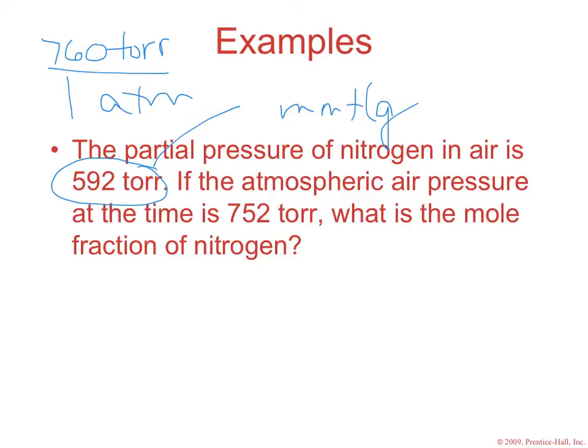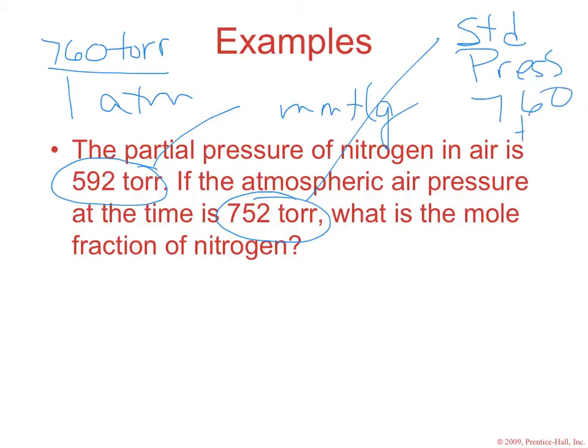If the atmospheric air pressure at the time of this reading is 752 torr, now what is standard pressure typically at sea level? It's typically 760 torr, but obviously it varies day to day. You can even call your local weather, and they'll tell you what the atmospheric pressure is. It'll usually be close to 760 torr, but not always spot on. So it's saying, what is the mole fraction of nitrogen?